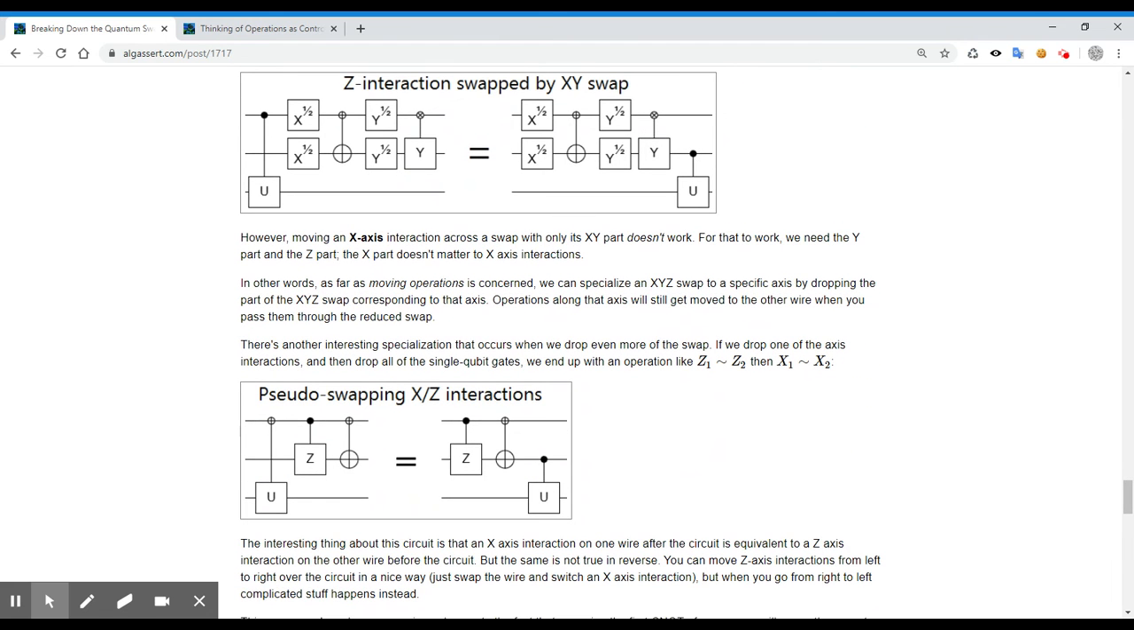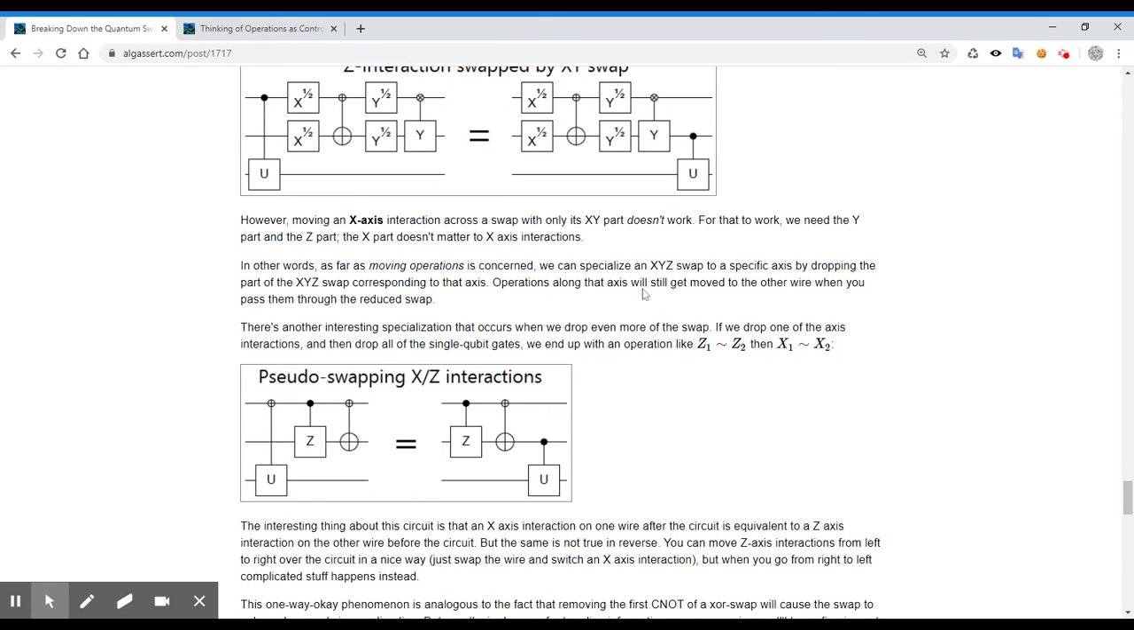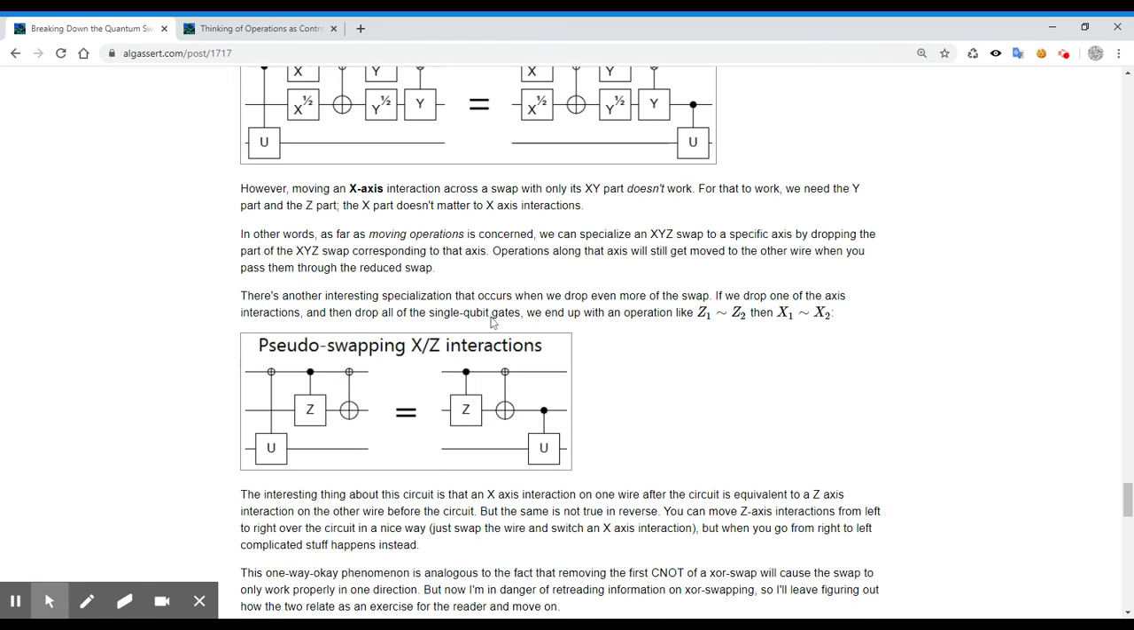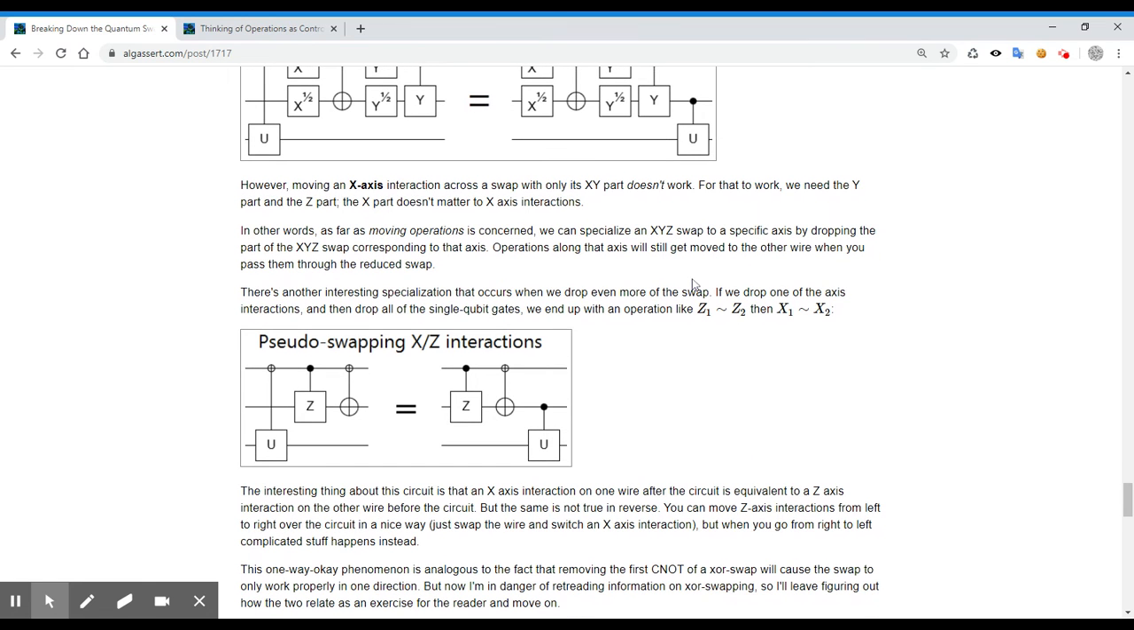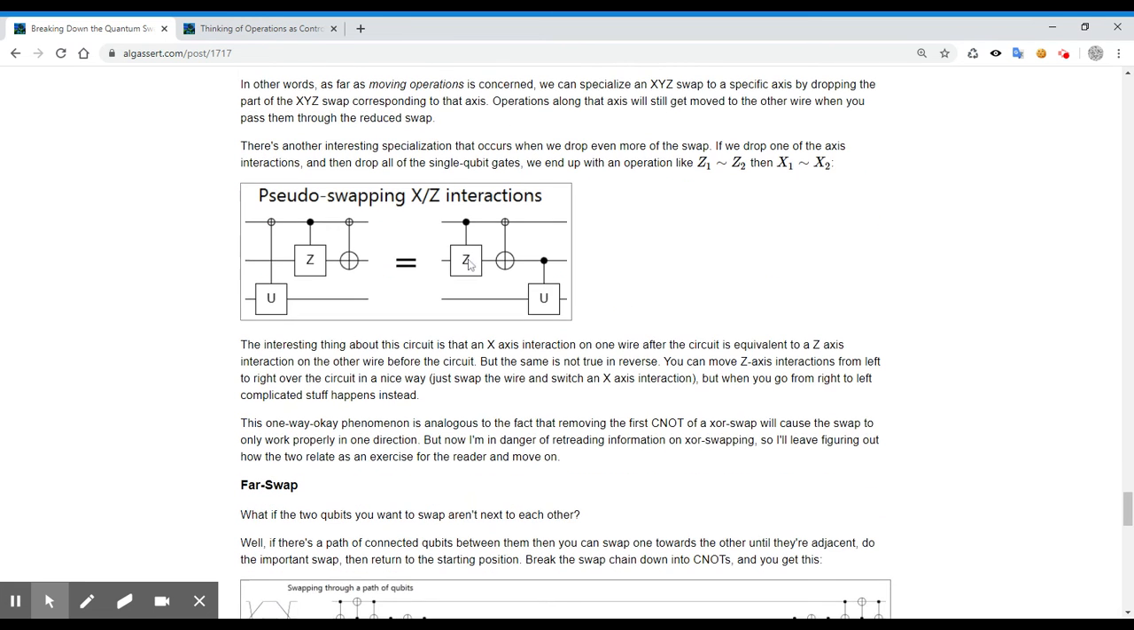However, moving an X-axis interaction across the swap with only its XY part doesn't work. For that to work, we need a Y part and the Z part. The X part doesn't matter to X-axis interactions. In other words, as far as moving operations is concerned, we can specialize the XYZ swap to a specific axis by dropping the part of the XYZ swap axis corresponding to that axis. Yeah.